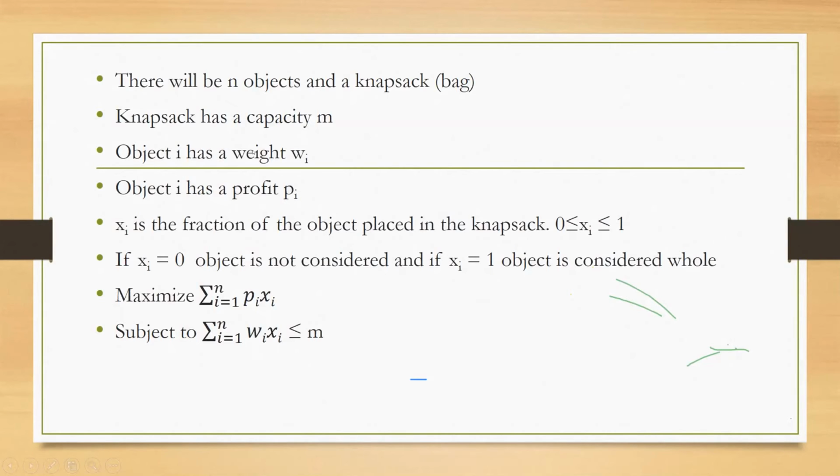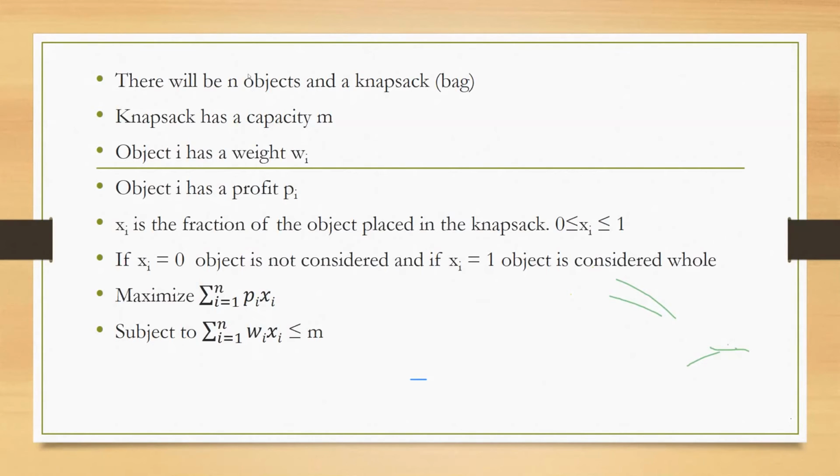Number 2 has a weight of W2. Item number 3 has a weight of W3. Similarly, item or object number 1 has a profit of Pi. So every profit we consider as Pi. P1, P2, P3 are the profits of the objects, and W1, W2, W3 are the weights of the objects. Okay.